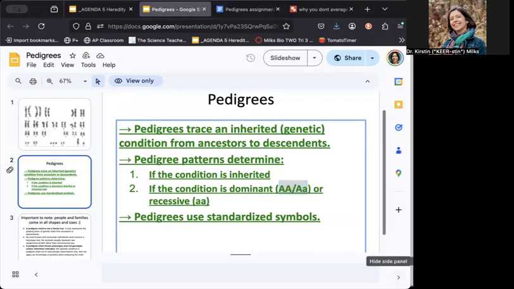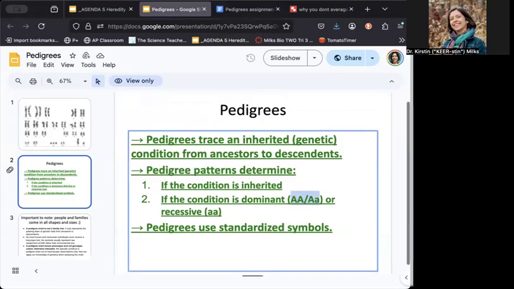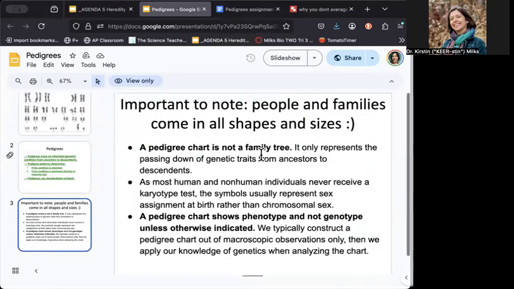Pedigrees use standardized symbols, and so it's important for me to pause for a moment once I get the slides to be the right size. There we go. Families come in all shapes and sizes. And so I wanted to make sure you knew that a pedigree chart is not a family tree. It only represents the passing down of genetic traits from ancestors to descendants. The people that you live with and call family could be very different from house to house. People are adopted, which is wonderful. People use reproductive technology, and that's something that's increasingly common now. So, whether or not it's a family tree, they do not represent that.